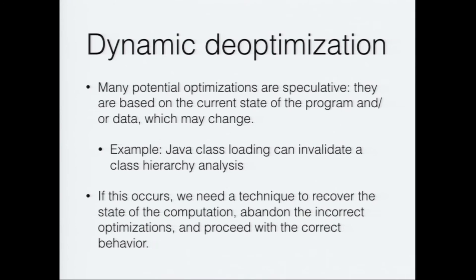The other clever trick, which perhaps was underappreciated at the time, was the idea of de-optimization. And the point here is some optimizations you want to do are speculative. You can't just do it and forget about it because it's based on assumptions that might change in the running of your program, because with dynamic languages the program can change in interesting ways over time. So the notion here is you want to be able to do the optimization, however, record the dependence on the assumption, and then be able to undo it later.